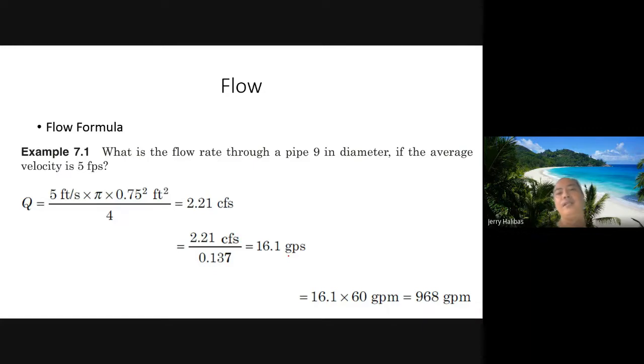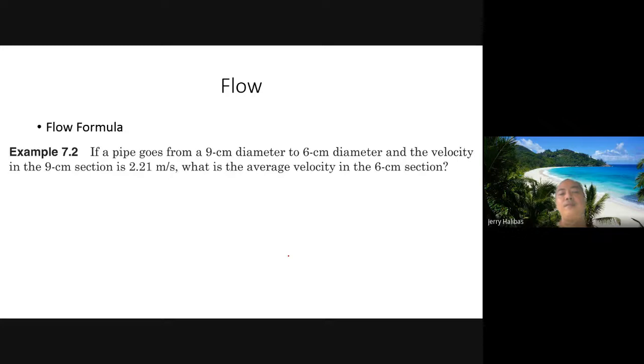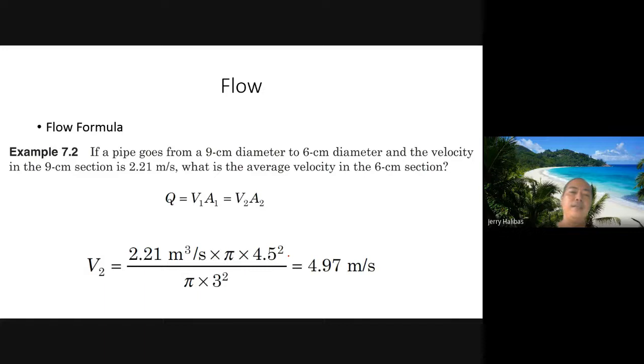If you have a question, it's simple, it's a linear formula. Okay, so if a pipe goes from 9 centimeter to 6 centimeter, and the velocity of the fluid in the 9 centimeter section is given, the question now is what is the velocity of the fluid in the 6 centimeter section. So you use this formula, okay? What is important is that you are consistent in units, and you know that the pipe has a cross-sectional area of a circle. Okay?